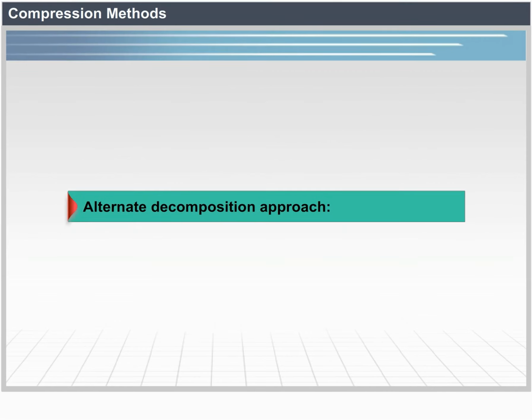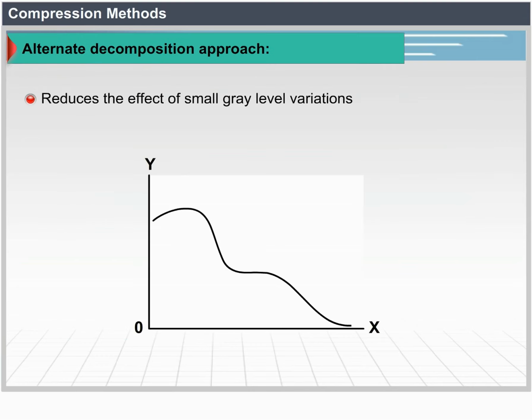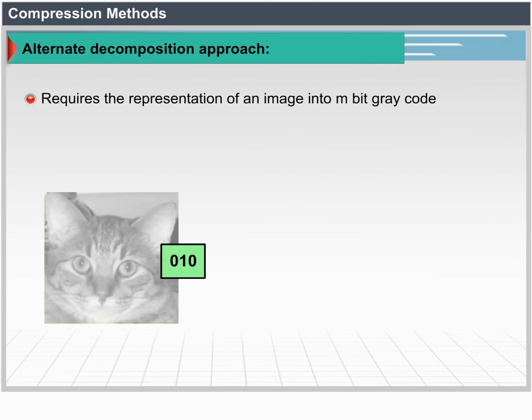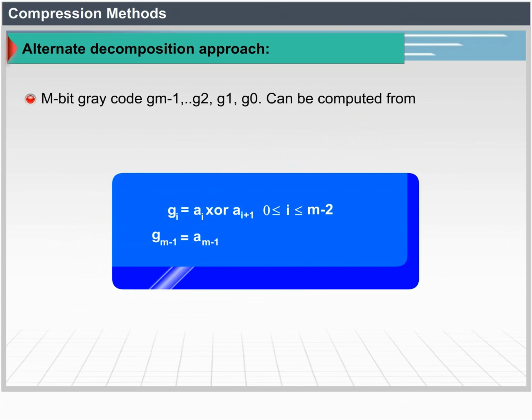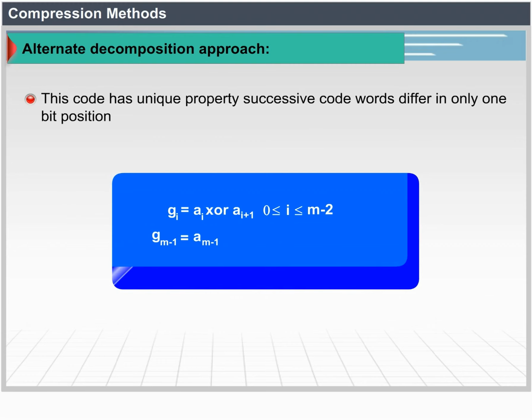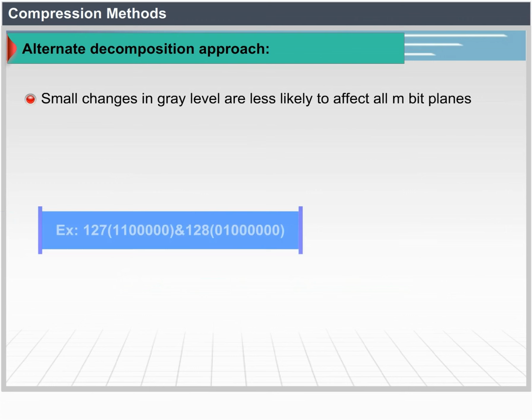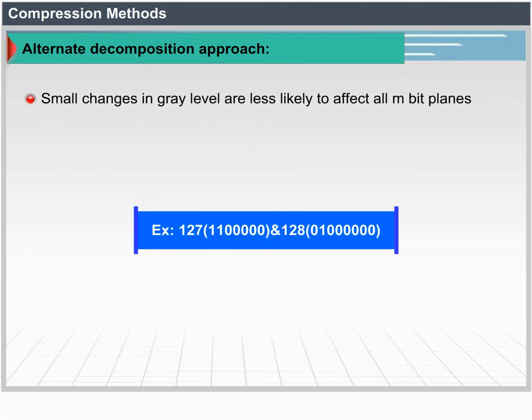Alternate decomposition approach reduces the effect of small gray level variations. It requires the representation of an image as an m-bit gray code. The m-bit gray code g_{m-1} ... g_2, g_1, g_0 can be computed from the equation shown on the screen. This code has a unique property in that successive code words differ by only 1 bit position. Small changes in gray level are less likely to affect all m bit planes. Example: 127, 11000000, and 128, 01000000.